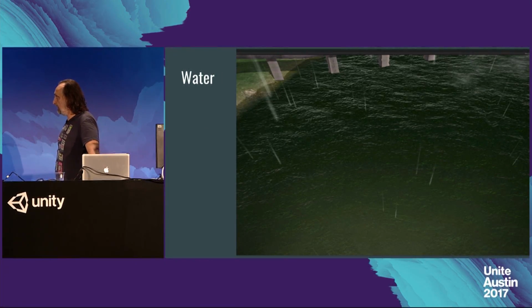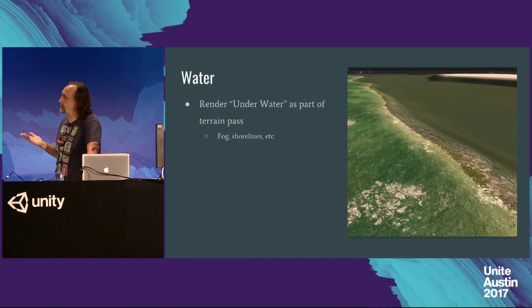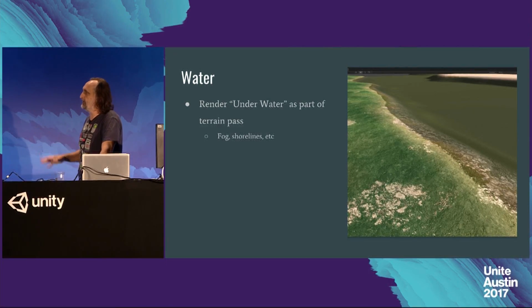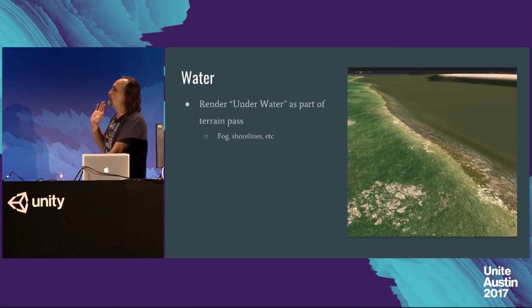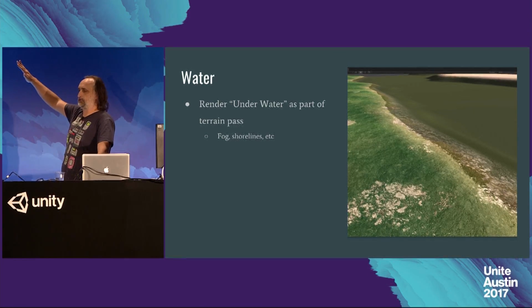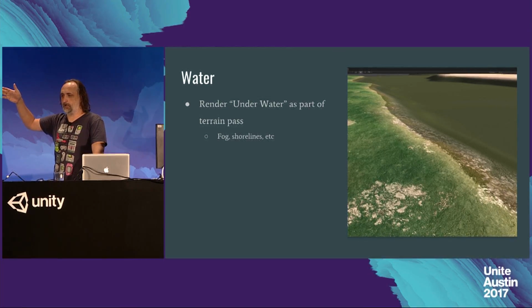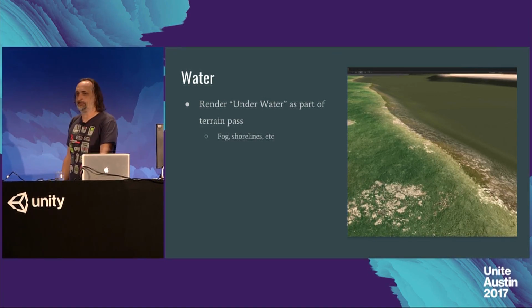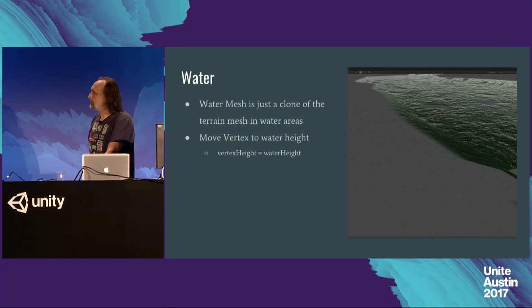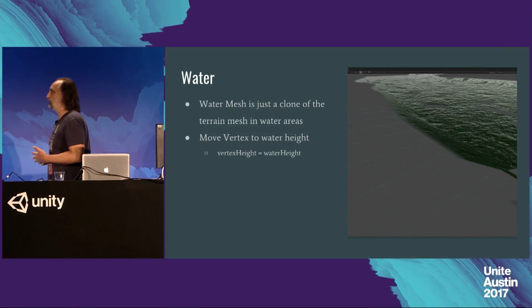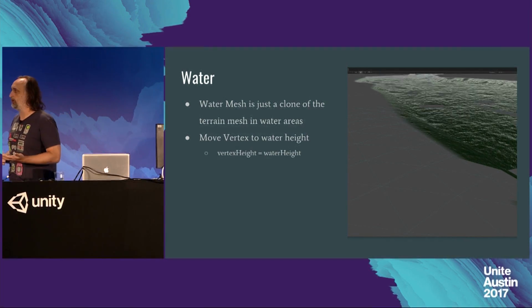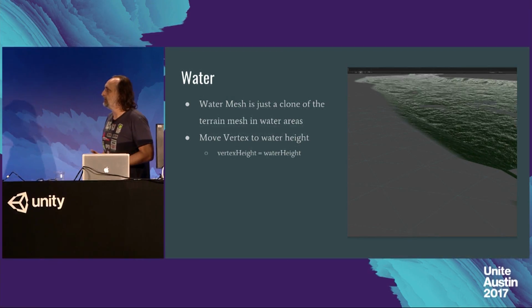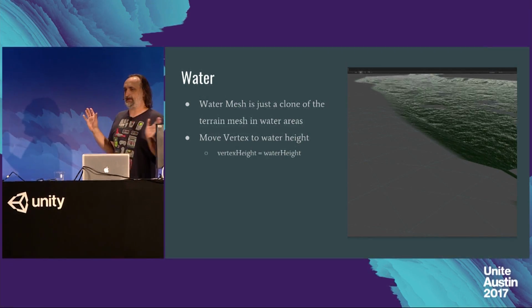So water. Again, we need it to be pretty cheap, same sort of things. So we render the underwater part of the terrain as part of the terrain shader. So basically, the terrain knows the height of the water, so it just fogs itself and does its own shorelines. And then we take the water mesh. Now, normally to do good water, you need a depth map, and we don't want to render a depth map because that's really expensive. So the water mesh is just the terrain mesh.